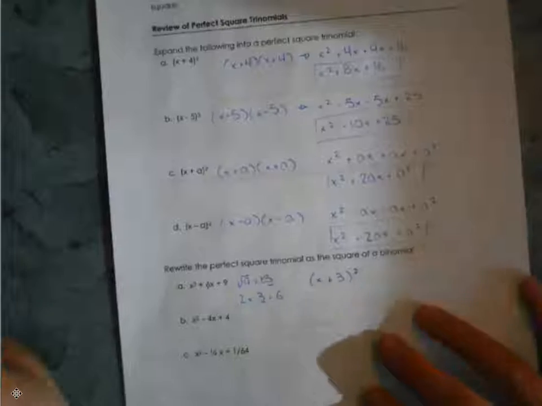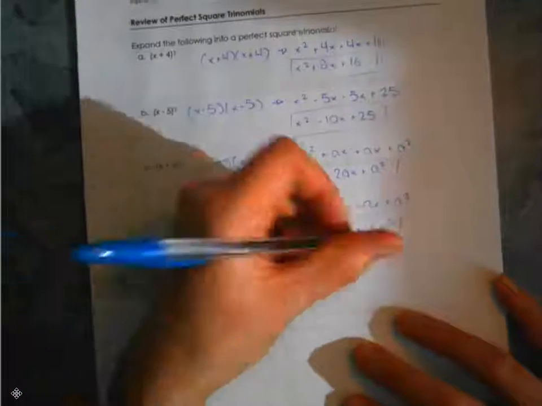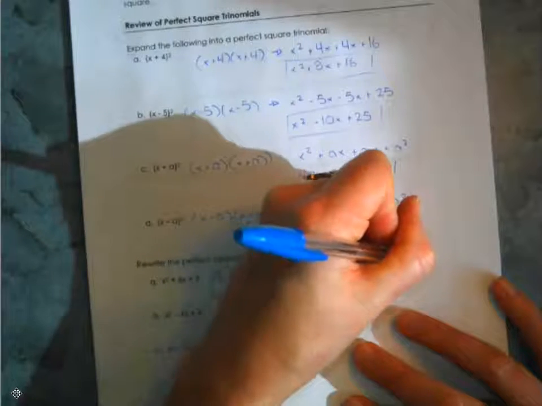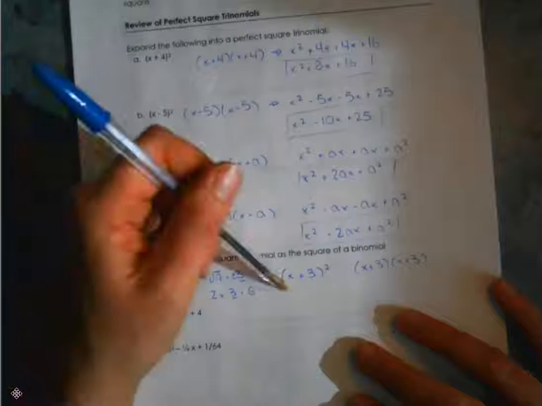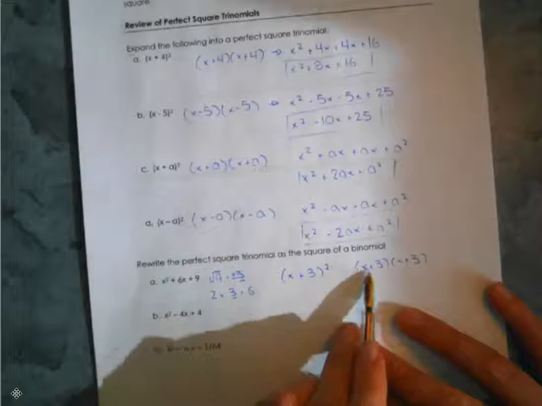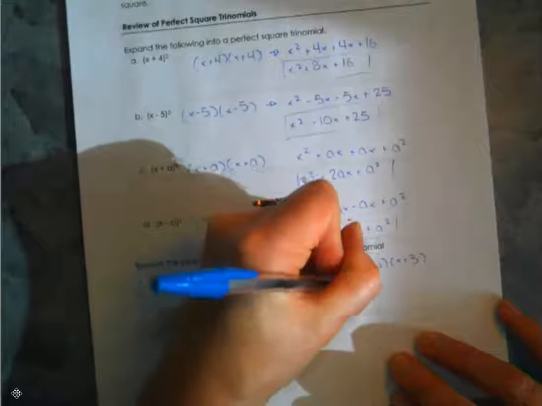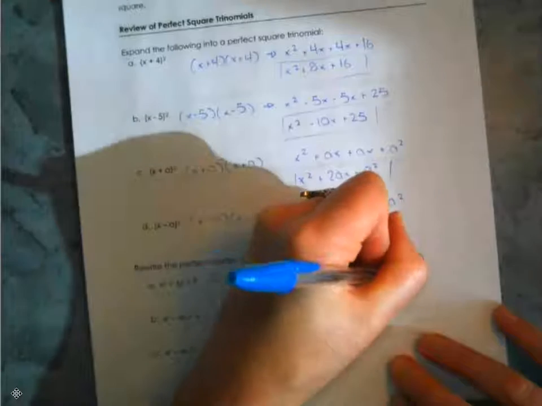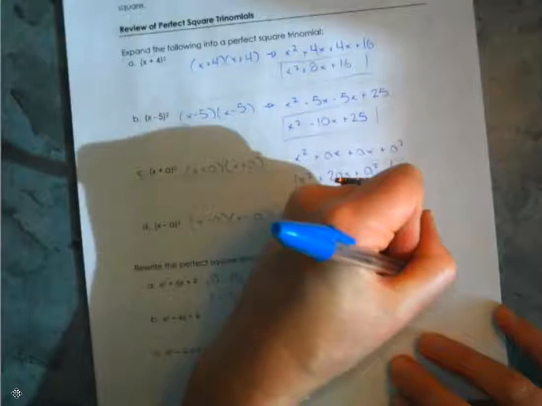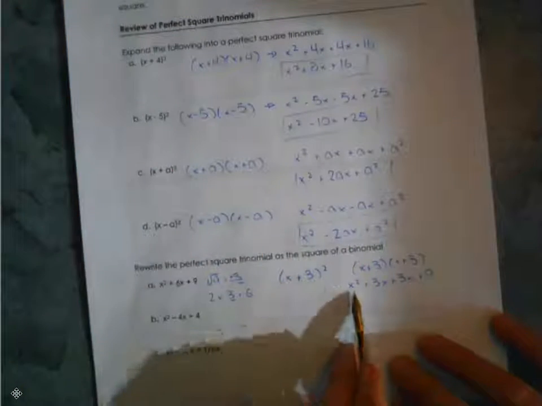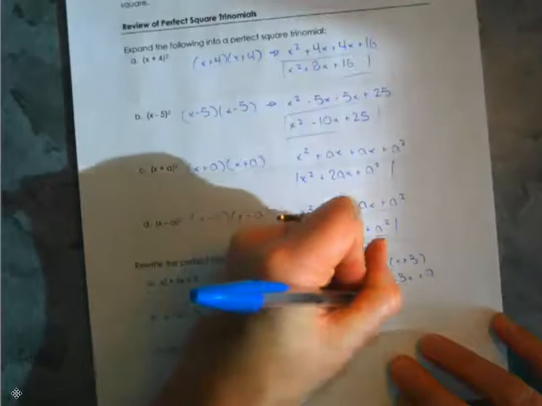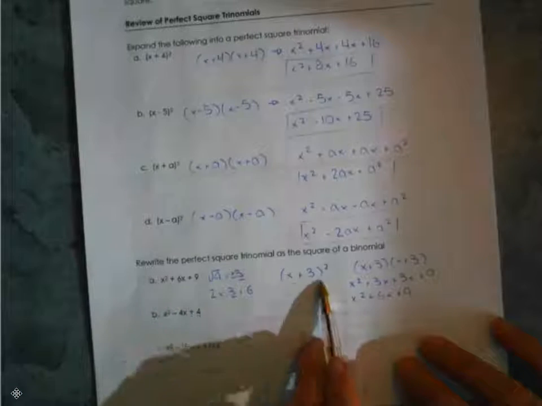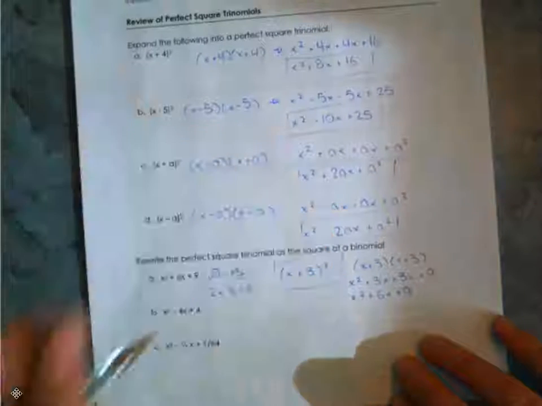Okay, now if you wanted to double check that you know what you're doing, you can always try it out, right? x plus 3, x plus 3. So we're just going to confirm that this is the binomial that comes from this one. So x times x is x squared. x times 3 is plus 3x. 3 times x is plus 3x. 3 times 3 is plus 9. And we end up with x squared plus 6x plus 9. Okay, which is what we started out with. So we can confirm that this is an appropriate binomial to represent that trinomial.